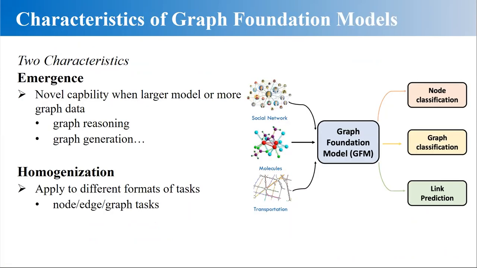The graph foundation model has two characteristics. One is emergence, which means it has new capabilities when the model is larger or there is more graph data. It also has graph reasoning and generation ability. Another is homogenization, which means it can be applied to different formats of tasks, such as node, edge, and graph level tasks.